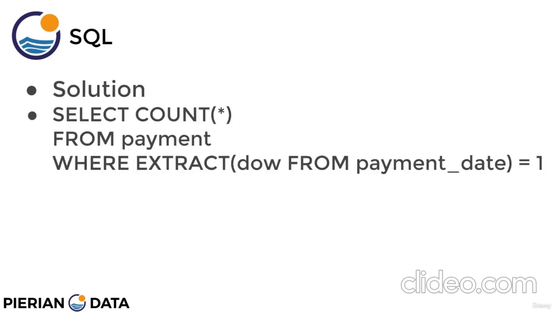So our solution is to simply select count everything, or asterisk, from the payment table, where we're going to say extract the day of week from the payment date, where it is equal to 1. Because if you extract DOW from payment date, that will give you back the numerical day of the week, so 0 Sunday, 1 Monday, etc. And we're only considering the days of the week that are Monday, so we say where this is equal to 1, and then we count how many rows are available after that.